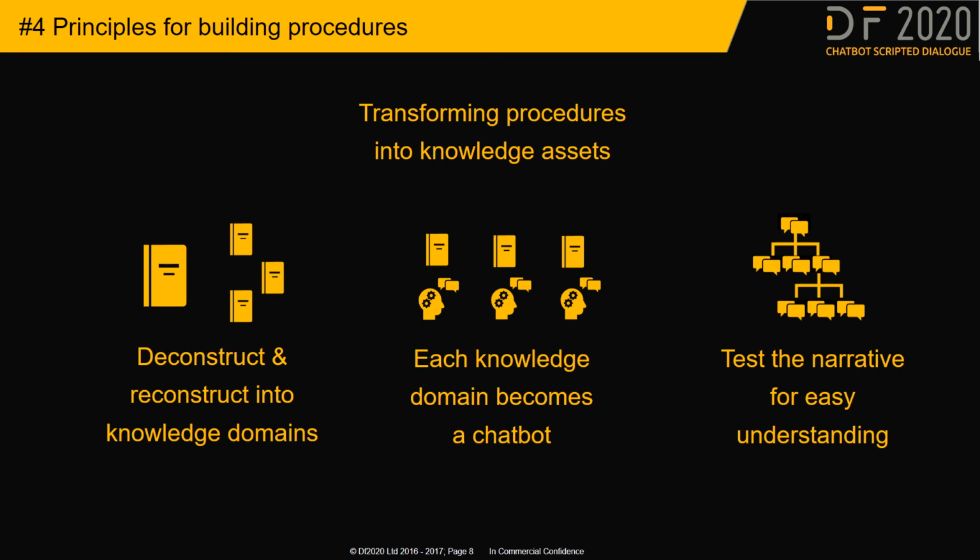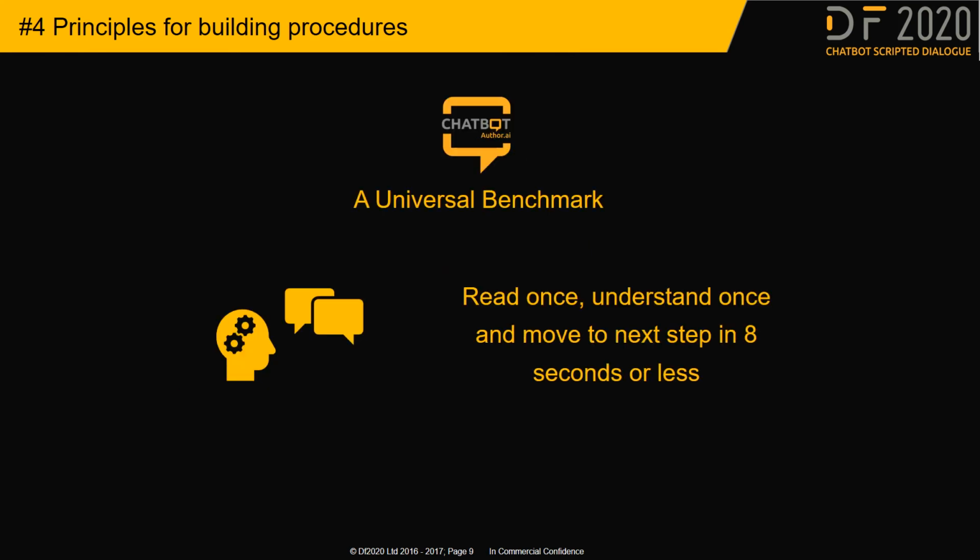Once a chatbot map has been created with all the dots joined, then start testing. Each dialogue step needs to be easy to understand. If it's not, simply change the script and retest again. Ideally, each step, the dialogue can be read, understood and moved on in less than 8 seconds. This is our universal benchmark, which we will cover in more detail in another video.